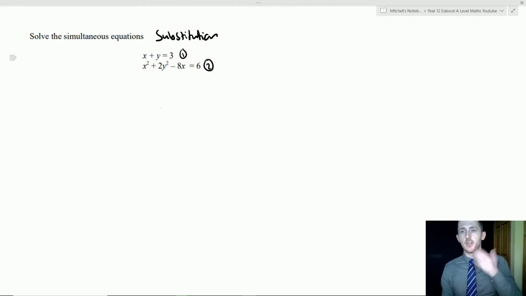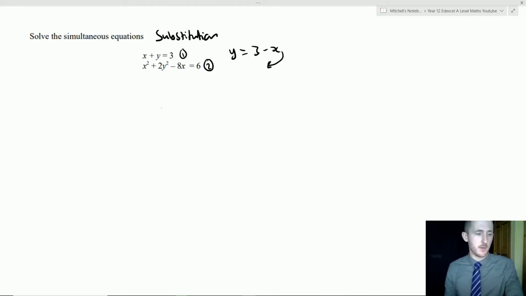Okay, so you can rearrange for x or y. It doesn't really make a difference. So I'm just going to rearrange for y because it makes me feel better. So that means y is equal to 3 minus x. And then I need to sub that into equation 2.